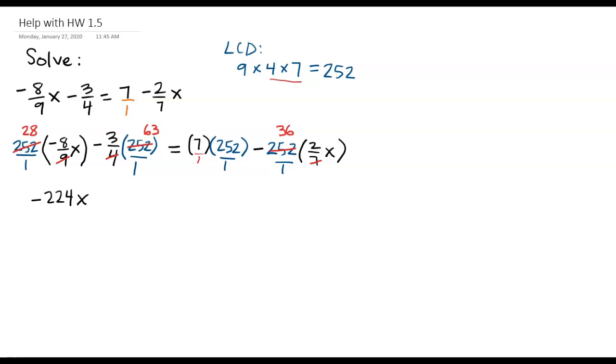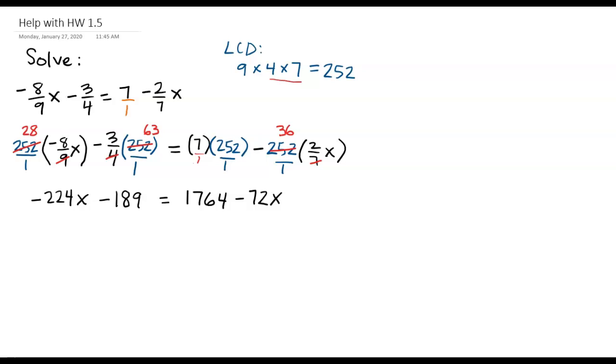All right, then on the next term, negative 3 times 63 is negative 189. Then the next term, this is going to be a big one, right? 7 times 252, so that's 1,764. And then we have 36 times 2 times x, so we've got a minus, because we still have the minus sign there, 72x. And now looking at this, we're like, oh, that's not so bad.